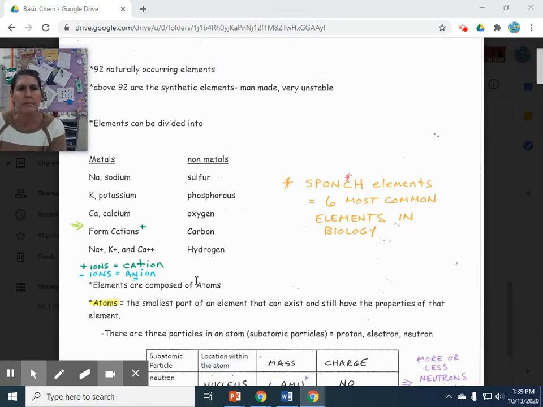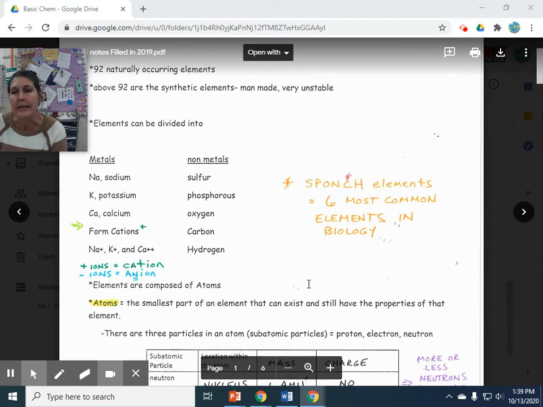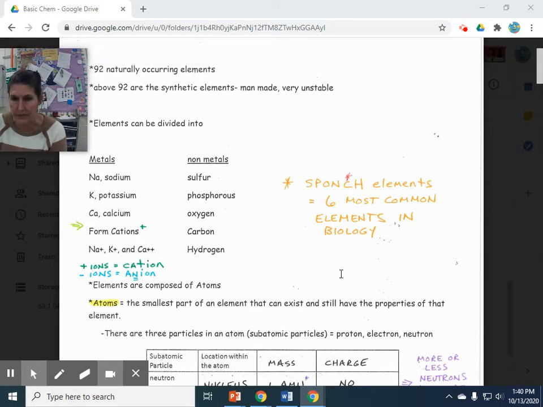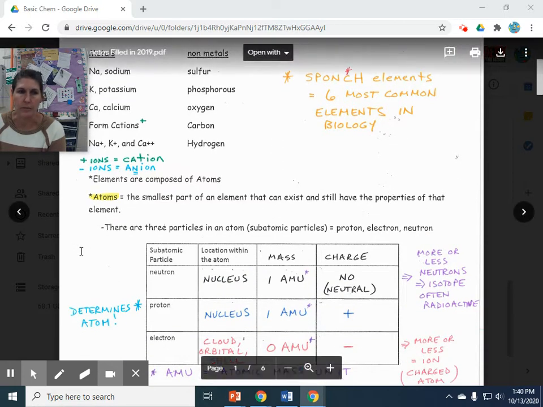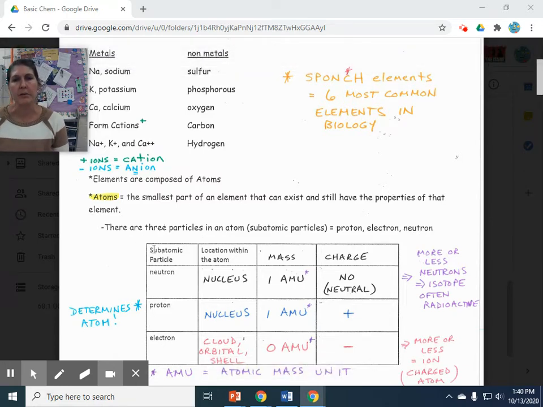Elements are composed of atoms, and atoms are the smallest part of an element that can exist and still have the properties of that particular element. And I said, don't confuse element with cell. A cell is the smallest part of a living thing. An atom is the smallest part of an element, or the smallest part of some sort of material in nature. If you split apart that atom, you have your subatomic particles: protons, neutrons, electrons.